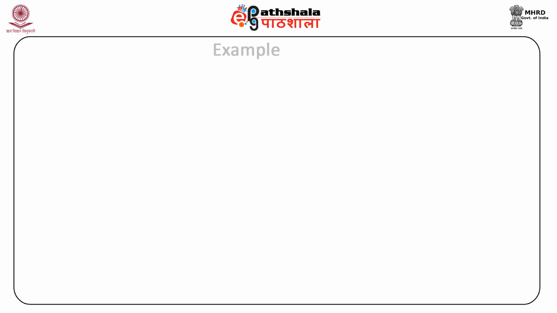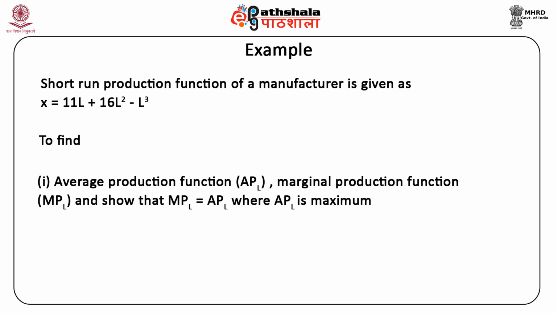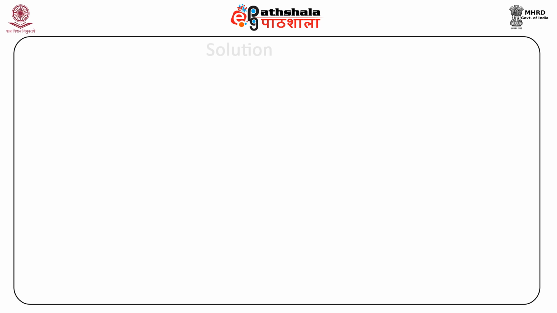Again, we take up an example to establish the application of output maximization. The short-run production function of a manufacturer is given as X is equal to 11L plus 16L square minus L cube. First, find the average product function APL, the marginal product function MPL, and show that MPL is equal to APL, where APL is maximum. Second, find the value of labor for which output is maximum. Let's take a look at the solution.